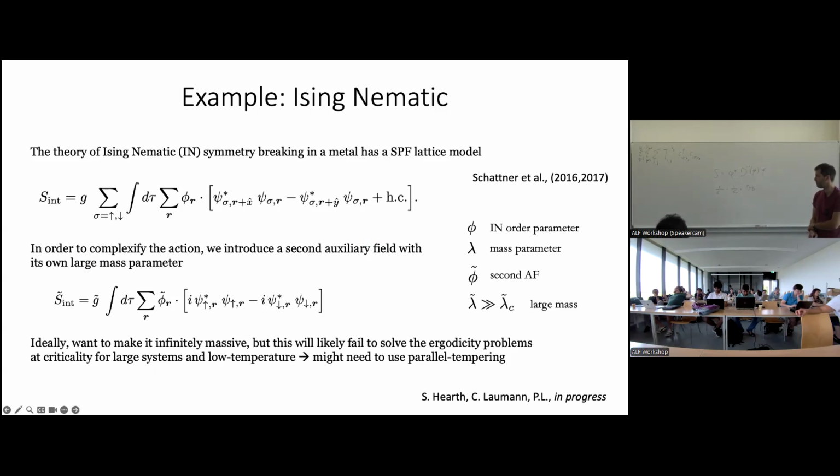And the idea is that if we only care about points in parameter space where this mass parameter lambda is close to its critical value lambda c, then we want to take lambda tilde, which is the mass of this secondary auxiliary field, to be very large. We want to make it massive so that it doesn't participate in the lower energy physics that we're interested in. And so ideally, we want to make it actually infinite. In practice, this in spirit is very similar to this alpha and 1 minus alpha that I showed in the previous slides. So you can take alpha very small, or in other words, you can take lambda tilde to be very large.